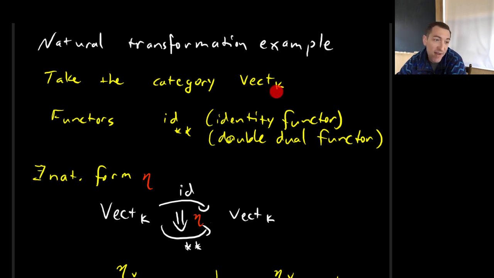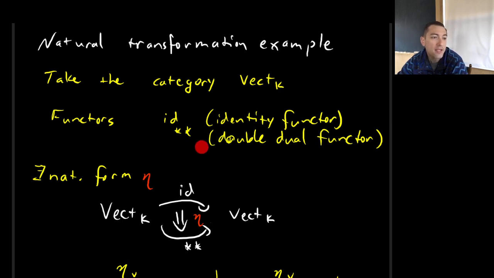Let's look at the category Vect k. This consists of vector spaces where k is the field. The arrows between them are linear maps between those vector spaces. Let's look at two functors. I'm going to call id the identity functor. I should say these are going to be functors from Vect k to Vect k. So it's got the same domain and codomain.